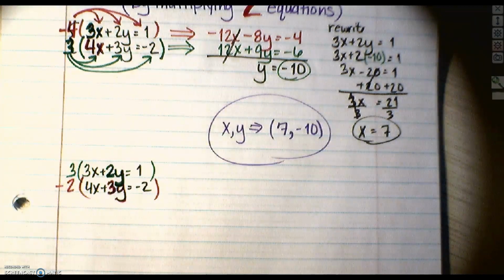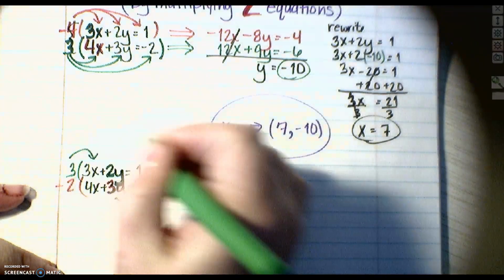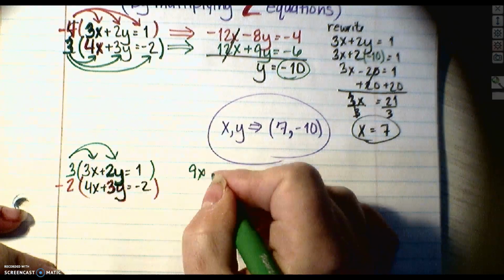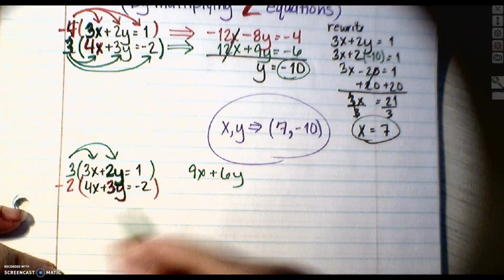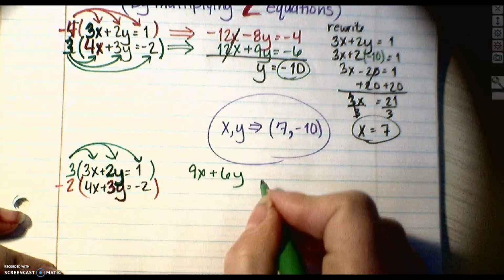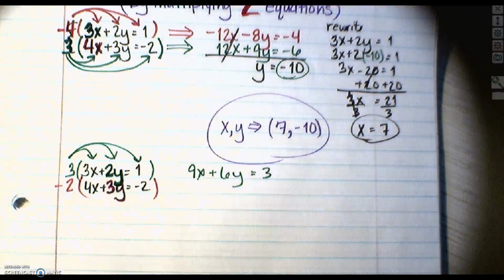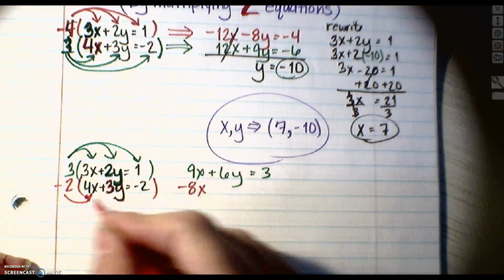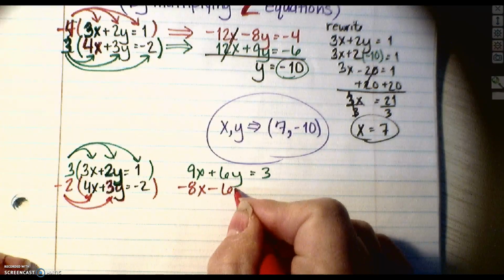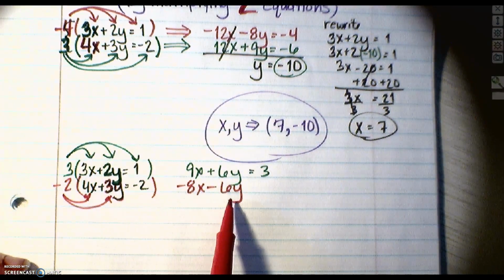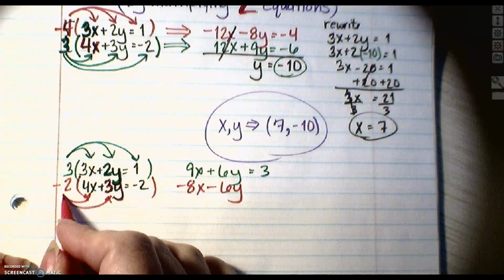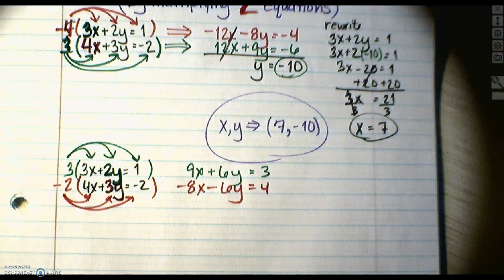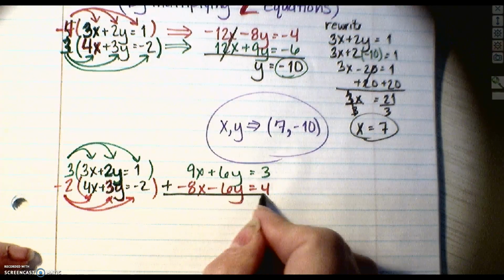All right, let's see how this looks. 3 times 3x is 9x. 3 times 2y is 6y. And 3 times 1 is 3. And for my second equation, negative 2 times 4 is negative 8x. Negative 2 times 3y is negative 6y. Look at that. Those are the ones that are going to cancel. Negative 2 times negative 2 is positive 4. Now we're going to add the two equations together.